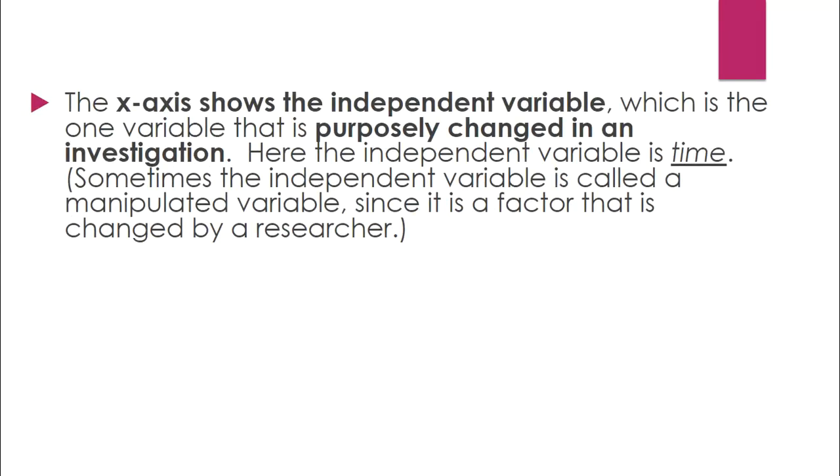The x-axis shows what's called the independent variable. Hopefully this brings back some bells from grade 9. The independent variable is the one variable that's purposefully changed in an investigation, the one that the investigator changes. Here, the independent variable is time. Sometimes the independent variable is called the manipulated variable, since it's the factor that's changed by the researcher.